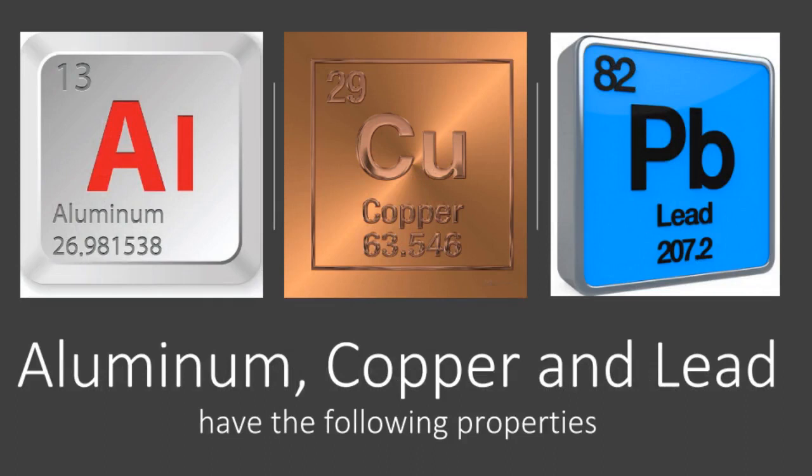Aluminum, copper and lead have the following properties. Aluminum. Good resistance to corrosion. Good conductor of electricity. Good conductor of heat. Copper. Has excellent electrical conductivity. Has excellent heat conductivity. Good resistance to corrosion. Easily welded, brazed or soldered. Lead. Has good resistance to corrosion. Resists attacks by acids. Has low melting point and strength.